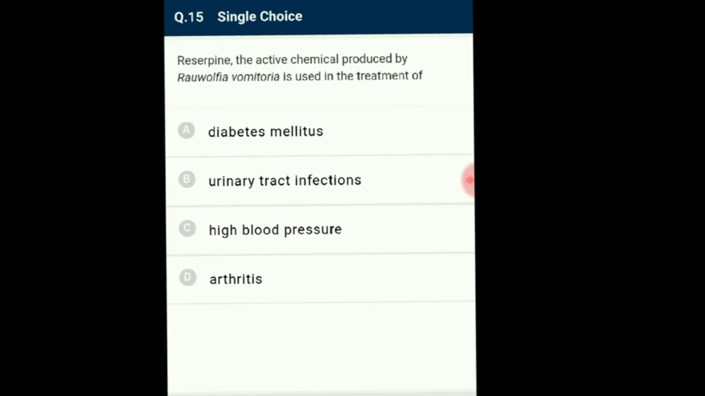Reserpine, the active chemical produced by Rauwolfia vomitoria, is used in the treatment of hypertension. It reduces the stores of norepinephrine, reducing the heart rate and blood pressure. So the correct answer for this question is high blood pressure. It is otherwise called hypertension. So the correct option is option C.